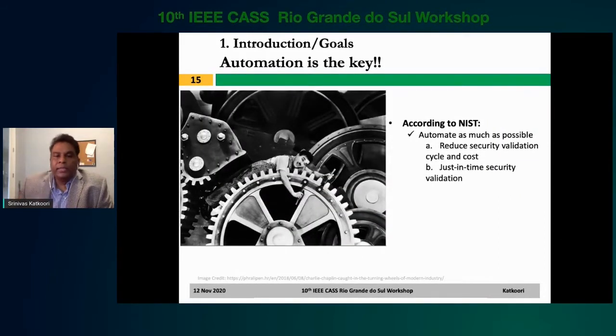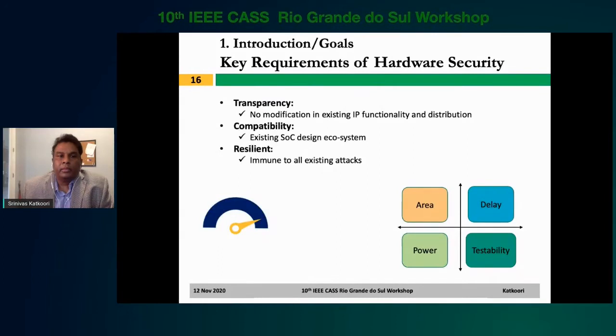According to NIST, you want to automate as much as possible so that you can reduce the validation cycle and the cost, and perhaps do just-in-time security validation. So what are the key requirements of hardware security? We want transparency, compatibility, and resilience.